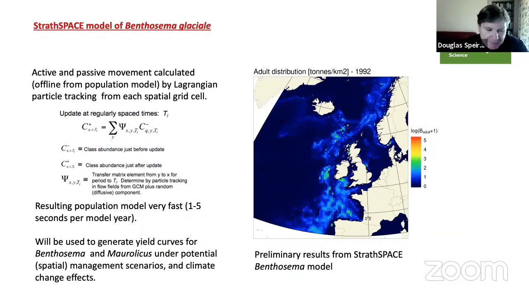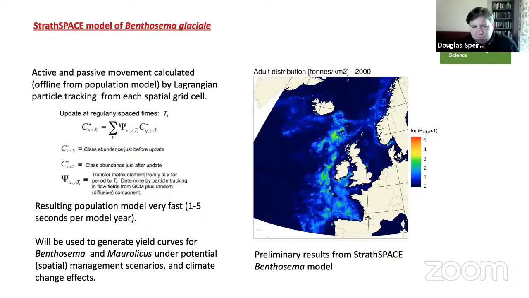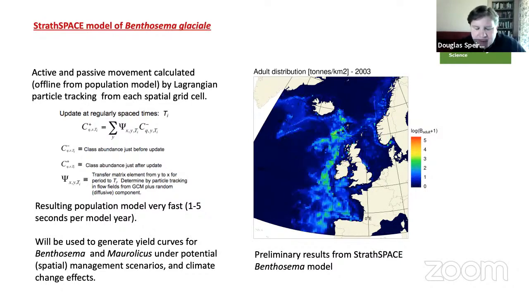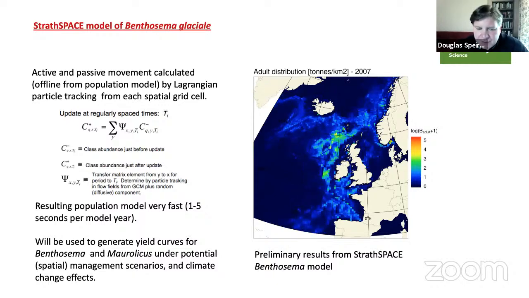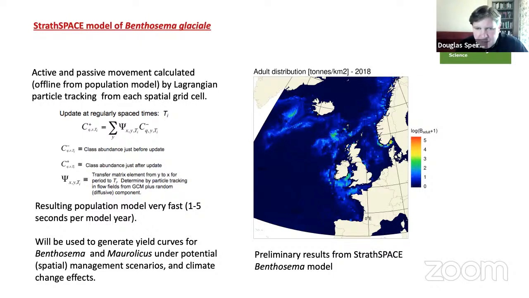So in the animation here, this is the preliminary results from the StrathSpace Benthosema model. You can see that the year is increasing here. So these are the tons per square kilometer averaged over the year for the adults. And we're coming up to 2020, 2021, and now we're into the future. It looks as if there's a decline, but it's not very clear from that animation exactly what's happening. There are certainly shifts in the distribution from year to year, and shifts in the overall abundance, or changes in the overall abundance.